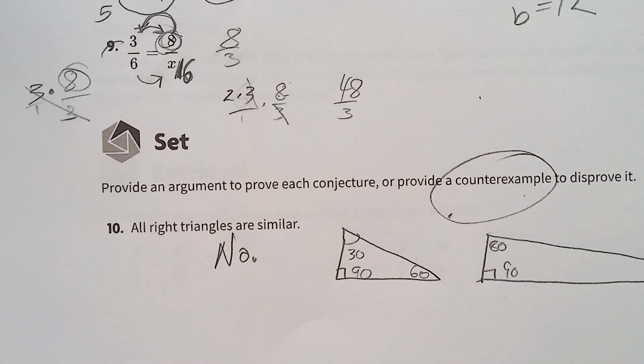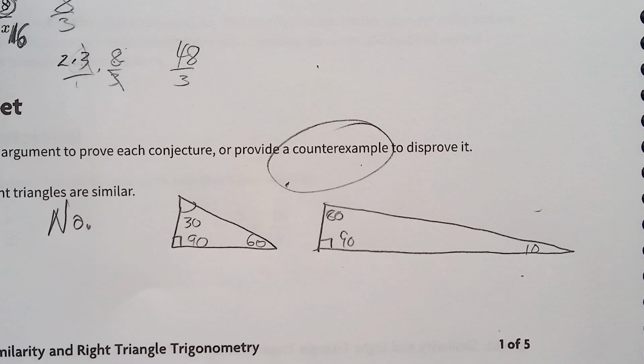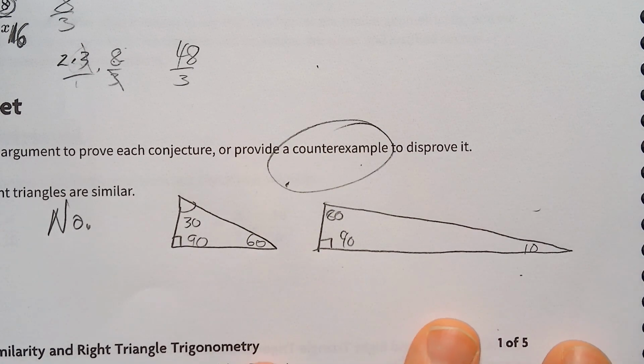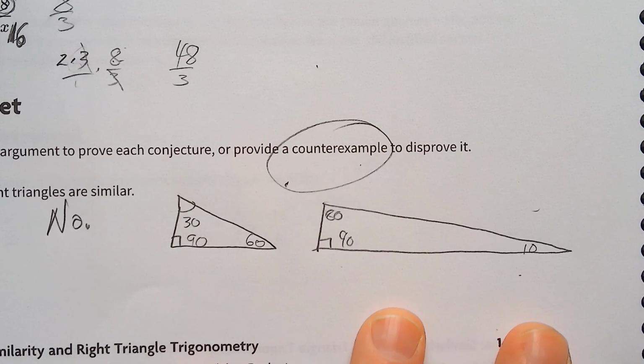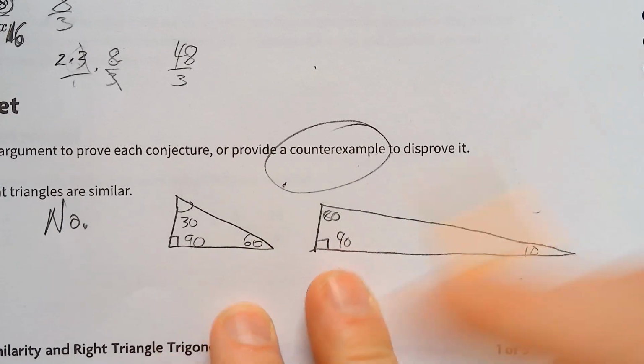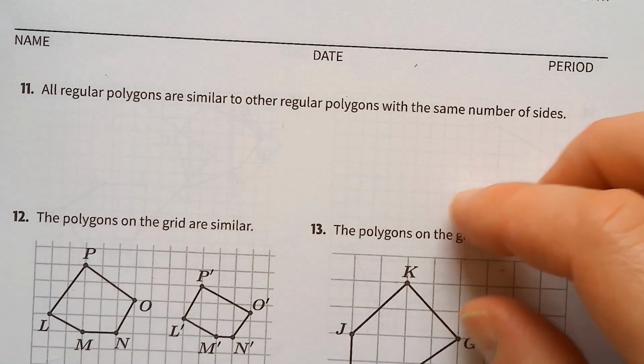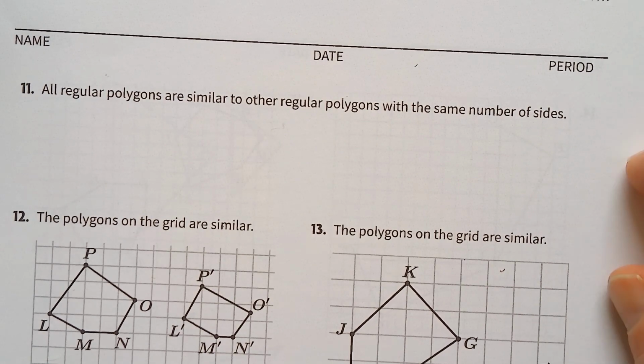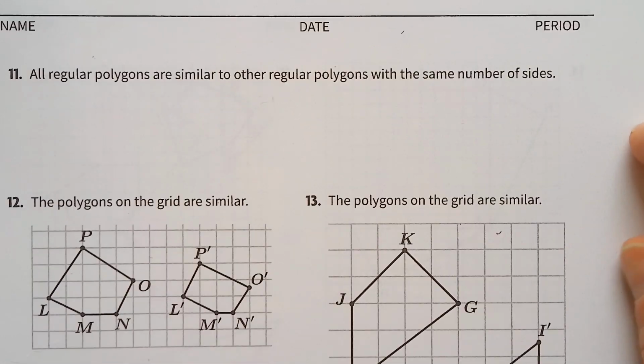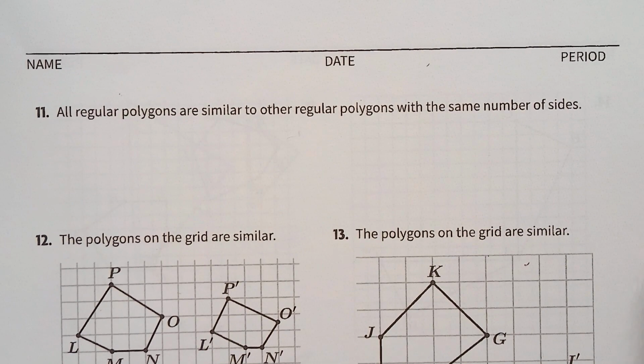Okay, we do not have two angles that are the same. So we need two angles to be the same in a triangle for them to be similar, so all right triangles are not similar. Any two right triangles with one other angle that matches. Now that's two angles, the 90 and the other one. But that's not all of them. But that is a cool way to get to it.